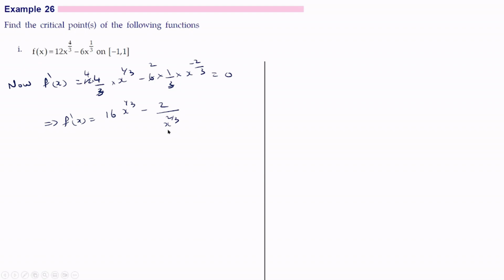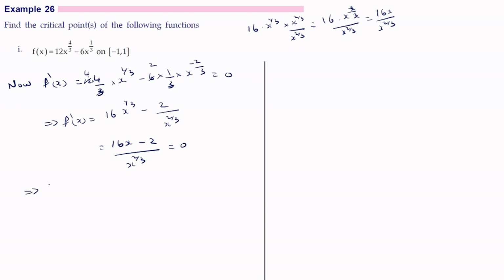So here the LCM is x raised to 2 by 3. So 16 into x raised to 1 by 3, if we multiply and divide by x raised to 2 by 3, we get this as 16 into x raised to 1 by 3 plus 2 by 3, which is 3 by 3, upon x raised to 2 by 3. So this is 16x upon x raised to 2 by 3. So here we will have 16x minus 2 upon x raised to 2 by 3, equal to 0. This implies 16x minus 2 equal to 0, which implies x is equal to 2 by 16, or it is equal to 1 by 8.